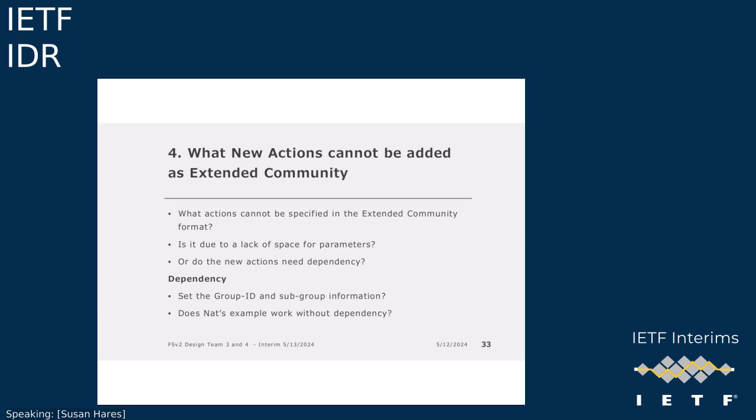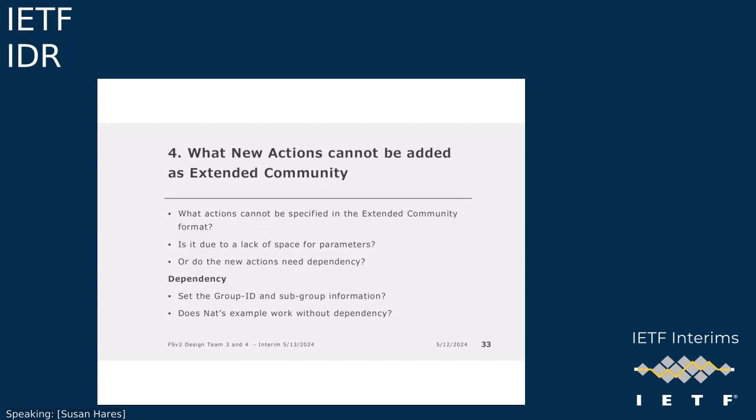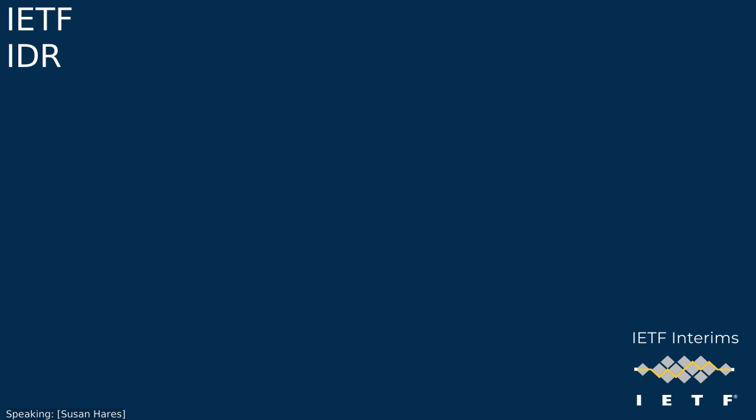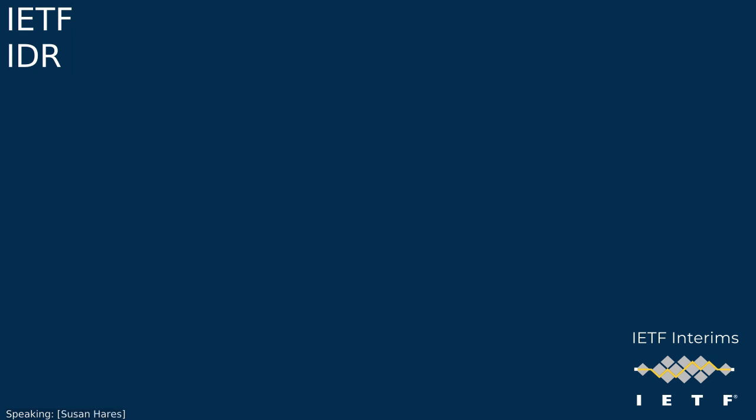I don't know if it works without dependencies, because if rule one works, and let's see if I can bring up Nat's example, it has different actions based on whether you have it. The dependency is that rule one matches, you set the DSCP, and then the rules follow. So there is a dependency on correct actions based on what you set. That's one way of looking at dependency. Dependency can get highly complex.